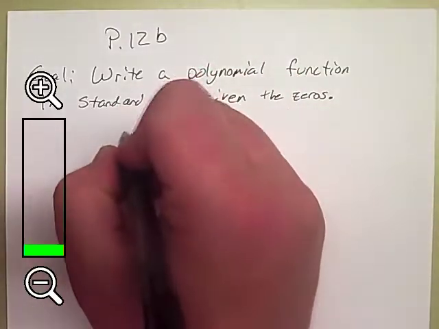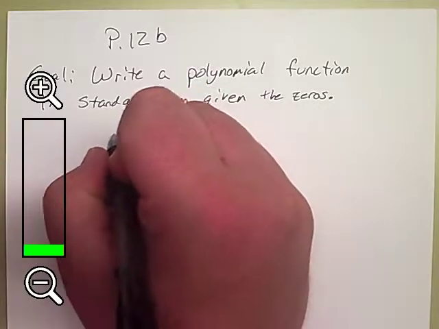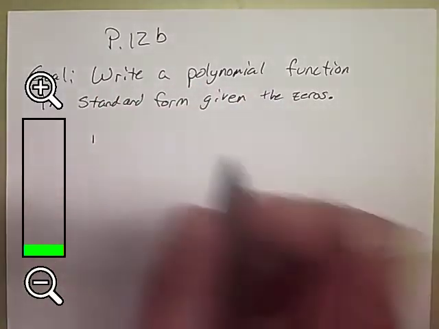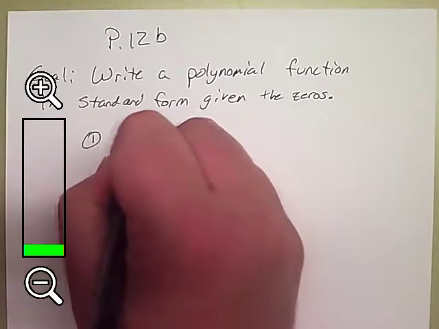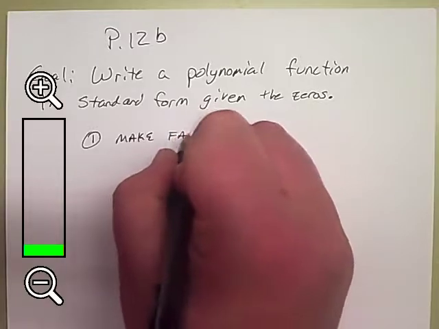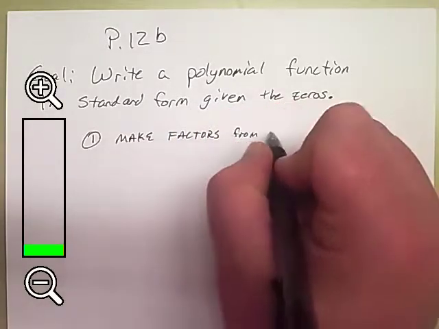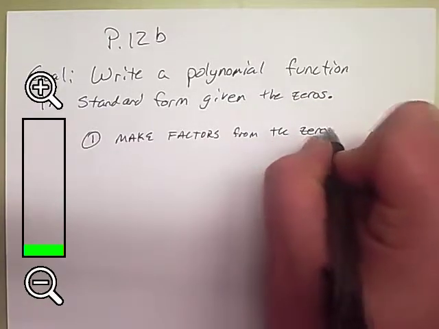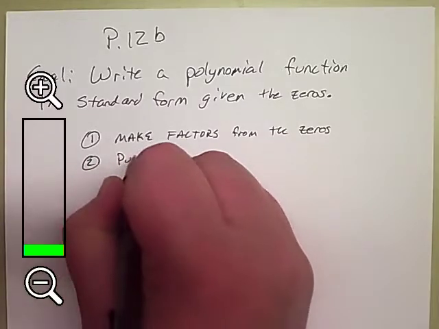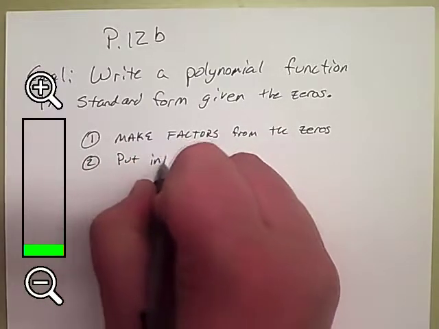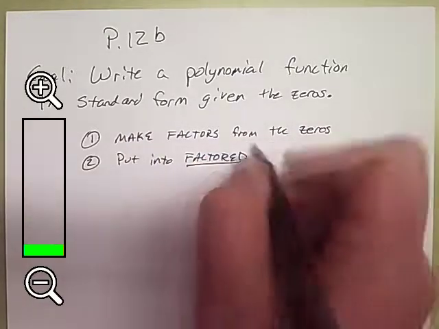The steps to writing a polynomial function in standard form when we start with the zeros. So the first step we're going to take a look at, step 1, is we're going to make the factors from the zeros. And step 2, we're going to put those factors into factored form.